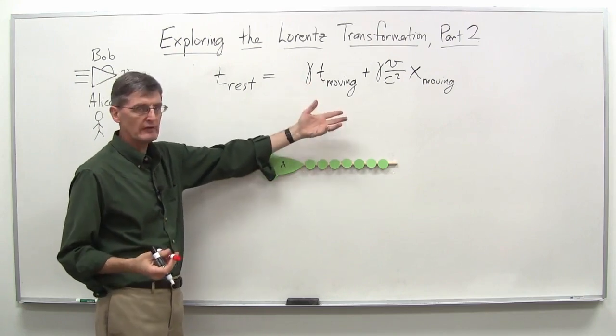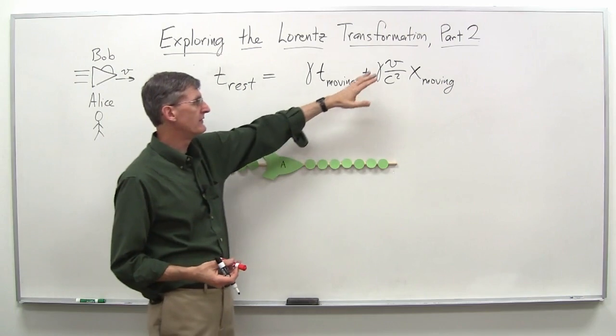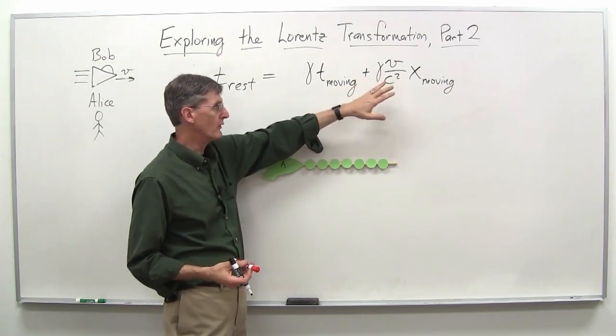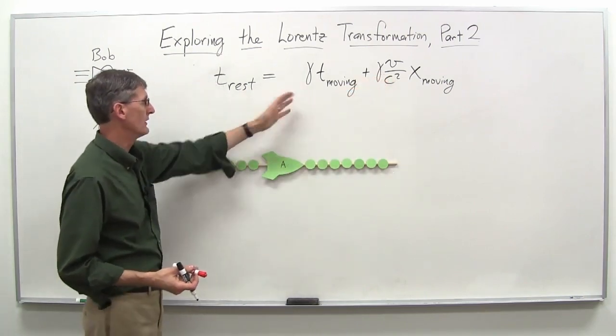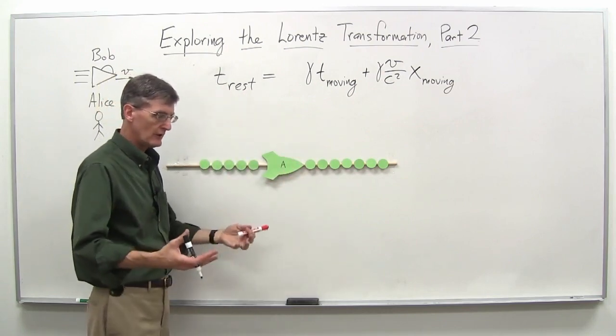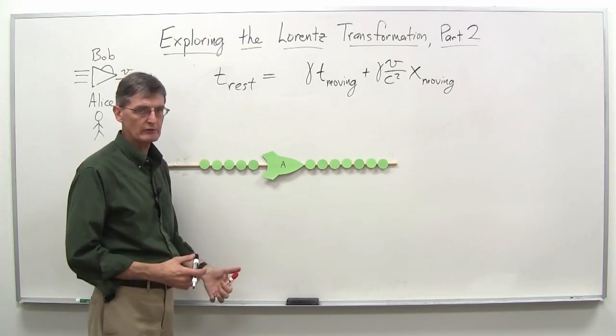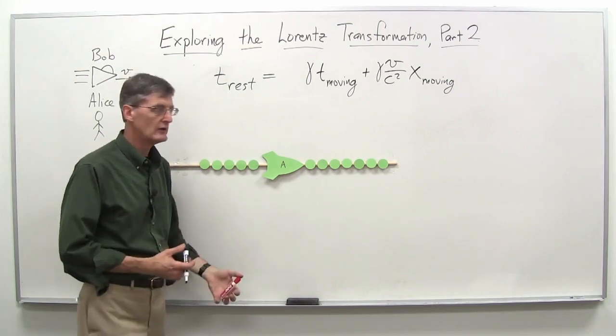We're assuming that v is some value. I guess we could say certainly if v is 0 here, as we did before, then gamma's 1, and you just get time in the rest frame equals time in the moving frame. In other words, both Alice and Bob are sitting there with their clocks. They're not moving with respect to each other, and they measure the same time. So that's a trivial case there.